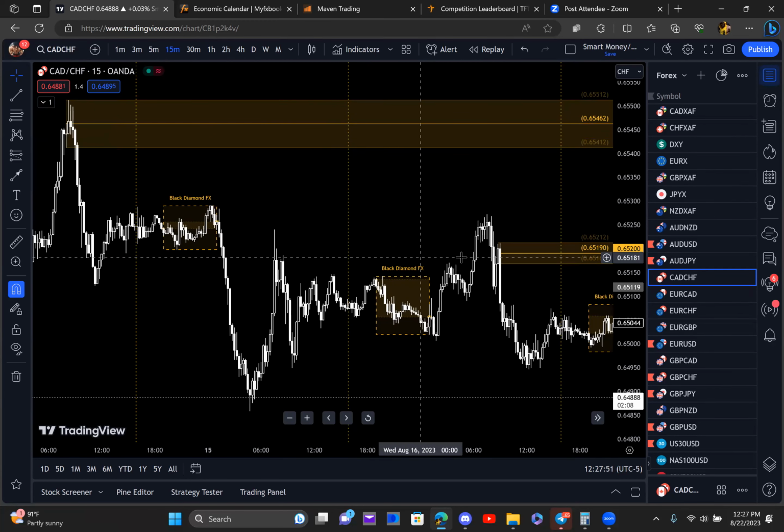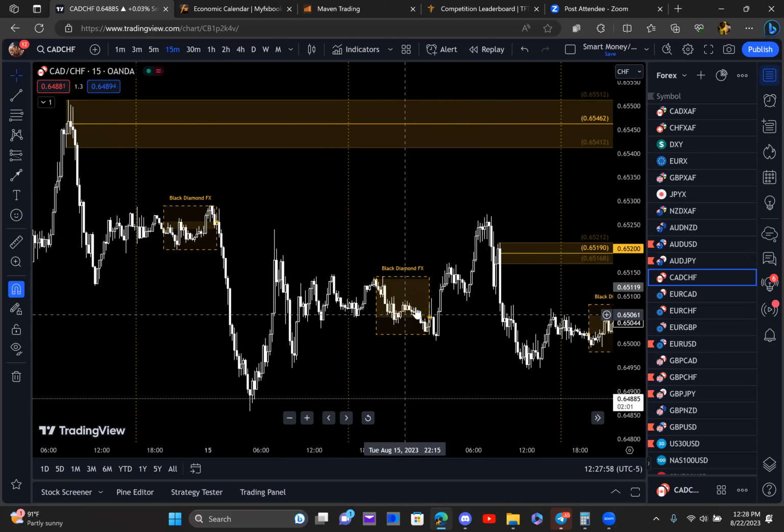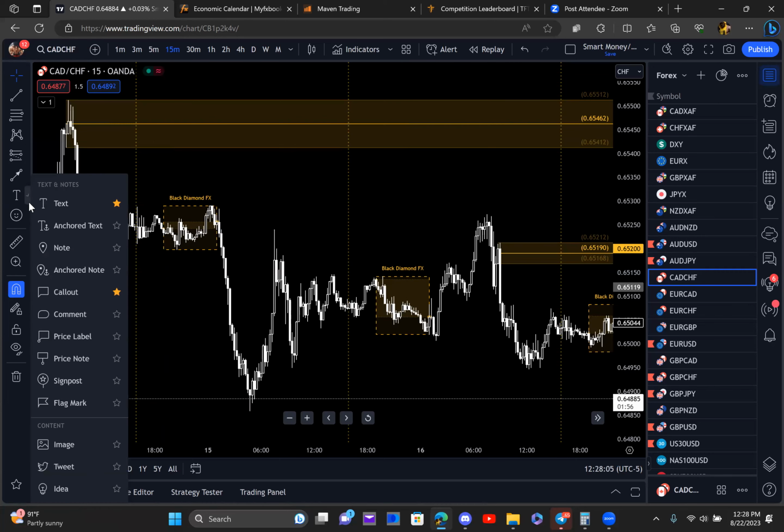But look what happened. We had our Asia session right here, the liquidity consolidation, liquidity created here. Look, and even if we mark it like this, hold on, let me see.